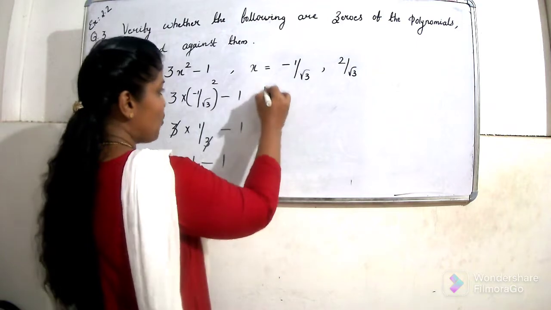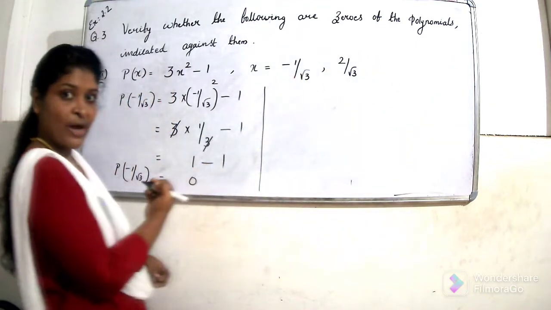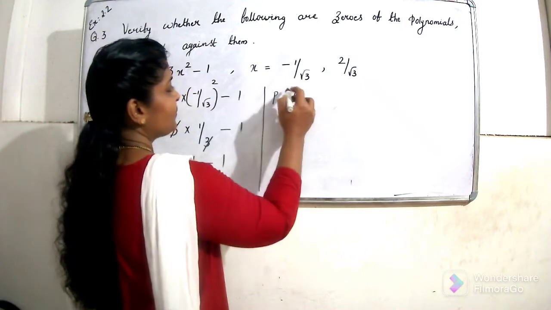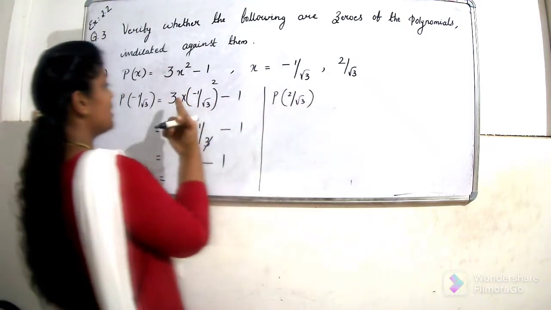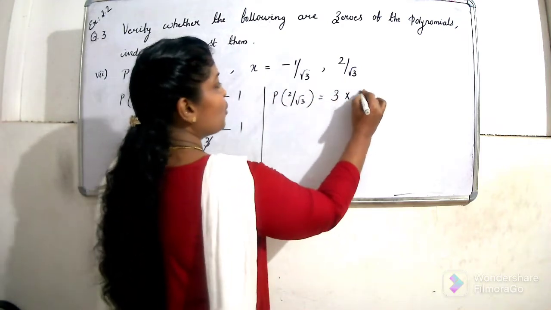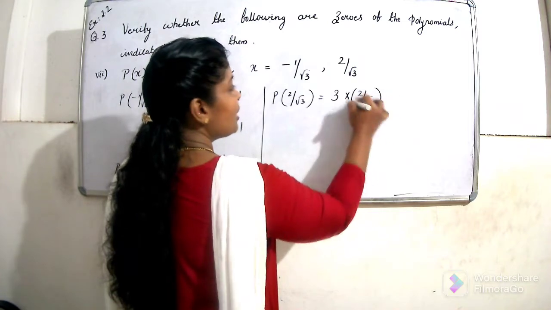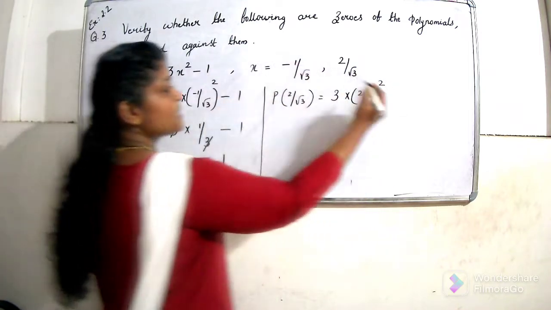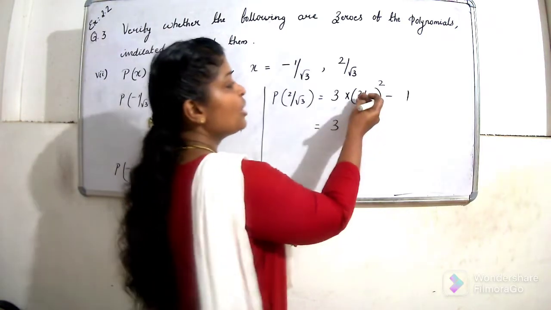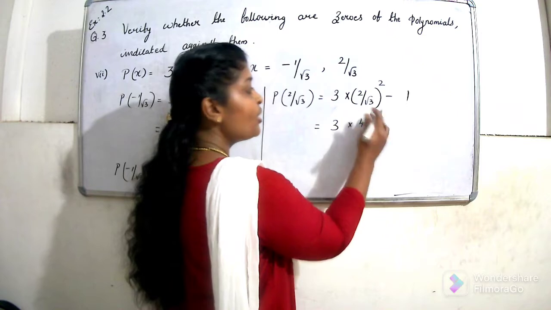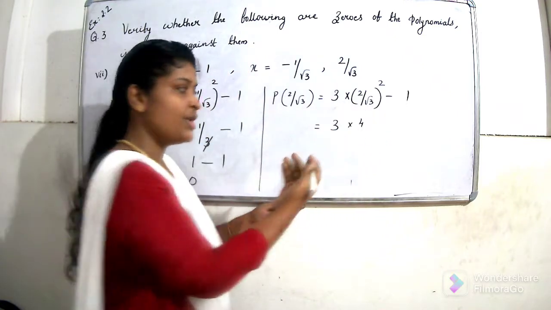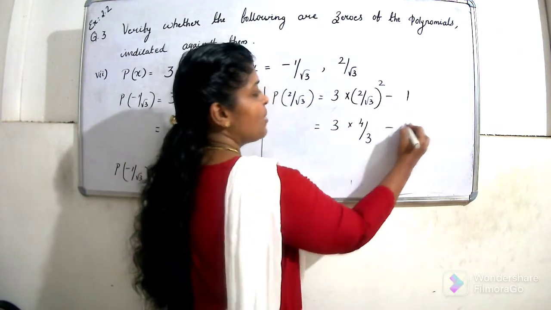Okay, now move on to the next value. That also we have to substitute, no? So P of 2 by root 3. When we substitute this in the same polynomial, it equals 3 into 2 by root 3 the whole square minus 1, equal to 3 as it is, 2 square is 4, and root 3 square, just now we saw root 3 into root 3 is 3 alone. So 4 by 3 minus 1.